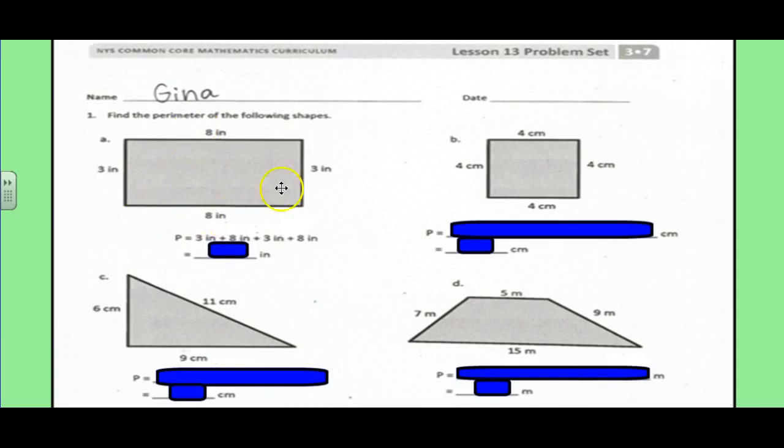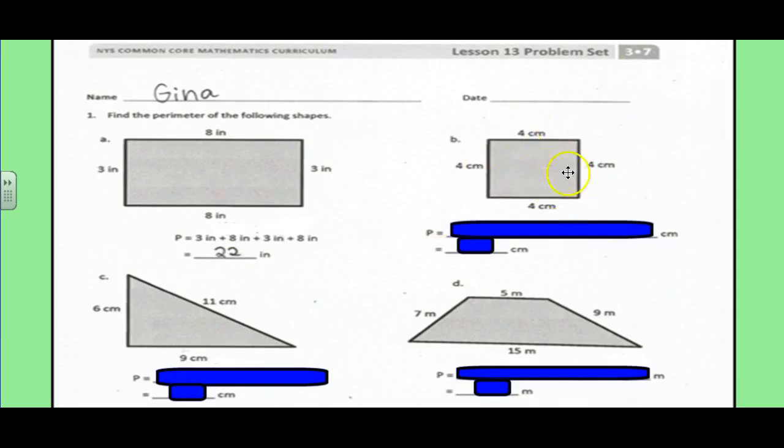So the first one, all the side lengths are there, and the measurements are already written on the page for you. 3 inches plus 8 inches plus 3 inches plus 8 inches. And when you add 8 plus 8 together, you know that that's 16. And I know that 3 plus 3 is 9. So when you add 16 and 9 together, you get a perimeter of 22. Or I'm sorry, I said 3 plus 3 was 9. It's actually 3 plus 3 is 6, and whenever I have 16 plus 6, that gives me 22 inches.